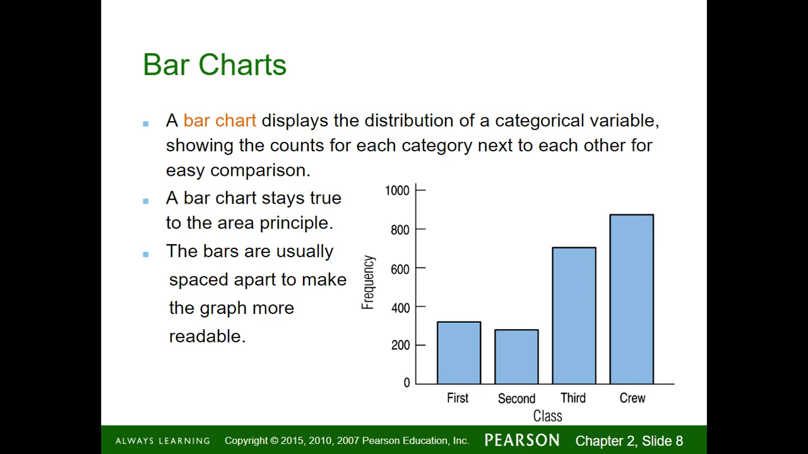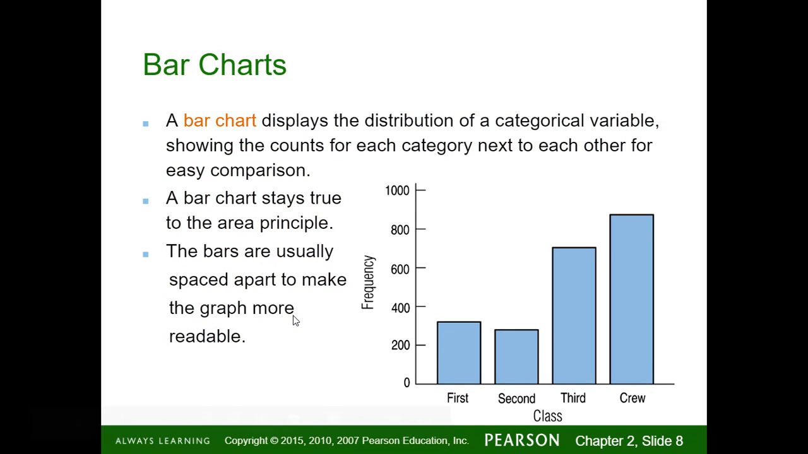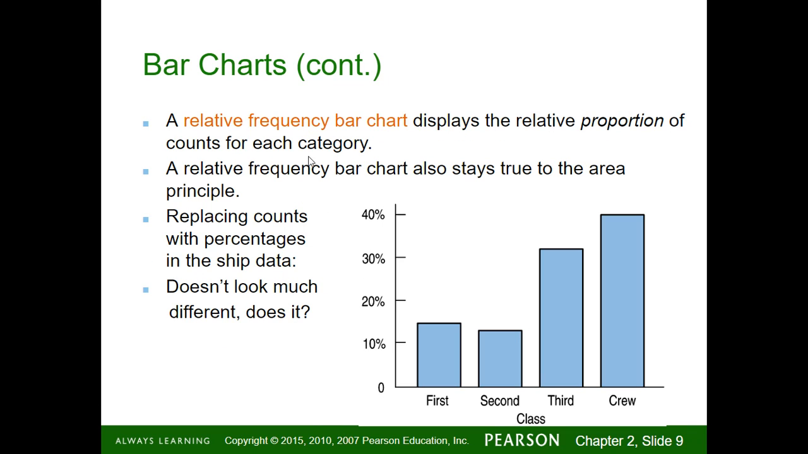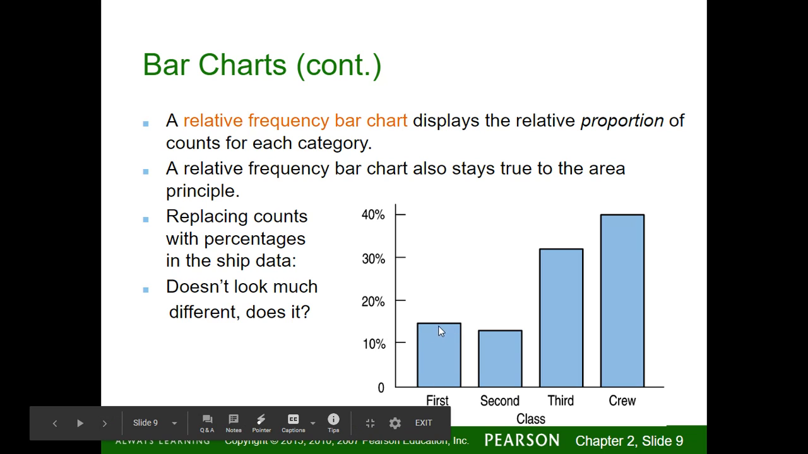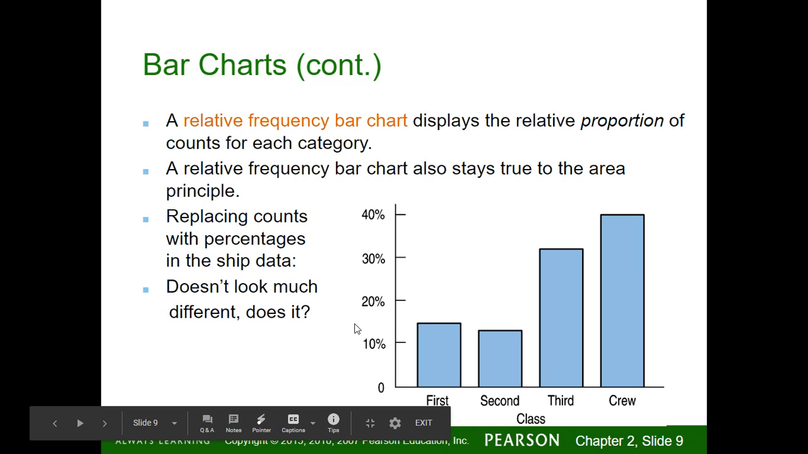So this is a bar chart. You guys have seen bar charts before. This is one way to display the distribution of a categorical variable. You can see you've got your different categories and your frequency, so it's just a frequency table in graph form. A relative frequency bar chart, just like a relative frequency table, shows the percentage, the relative proportion relative to the whole group. If you look, the shape is exactly the same. The only difference is the vertical axis, our percentage of the total.